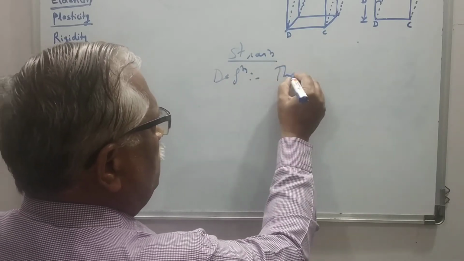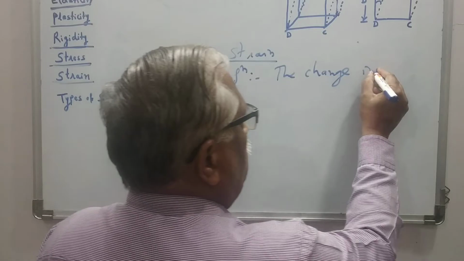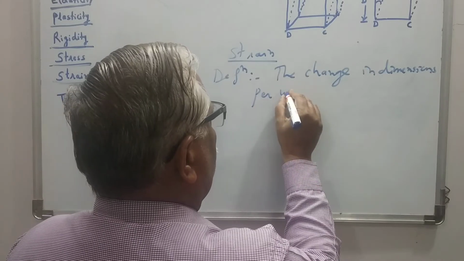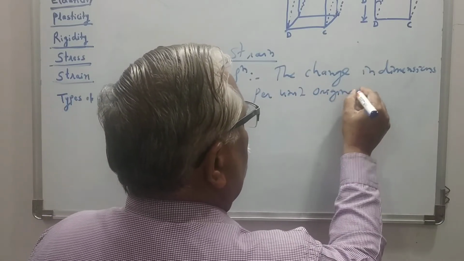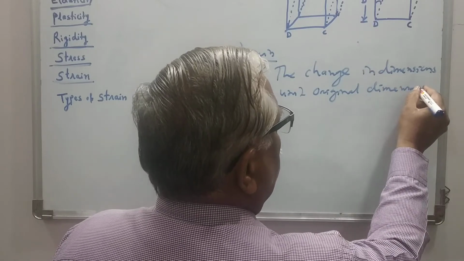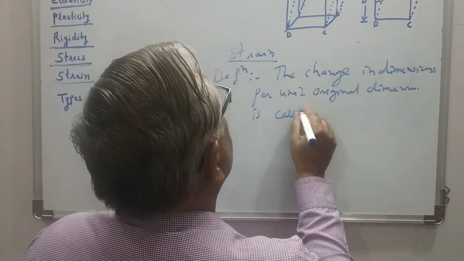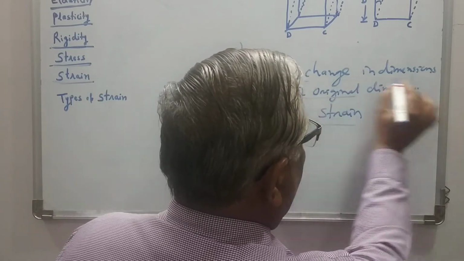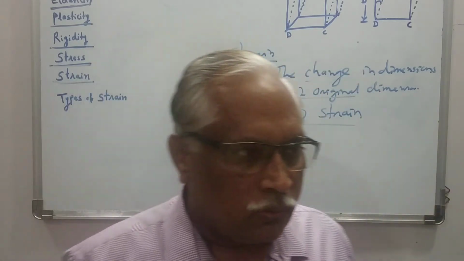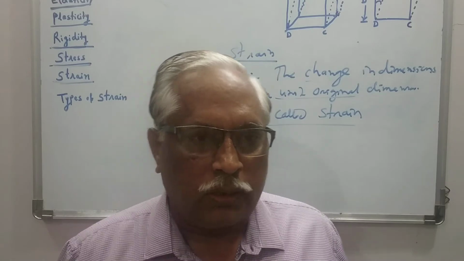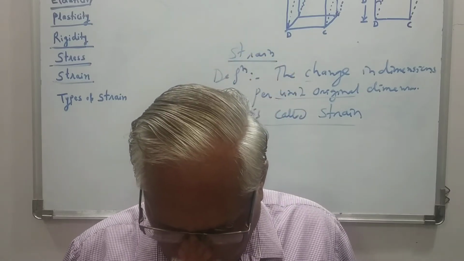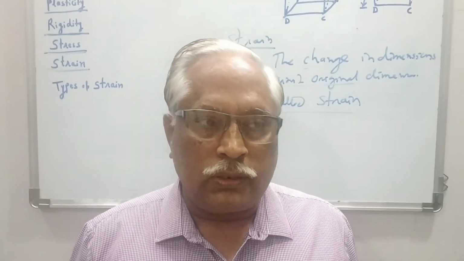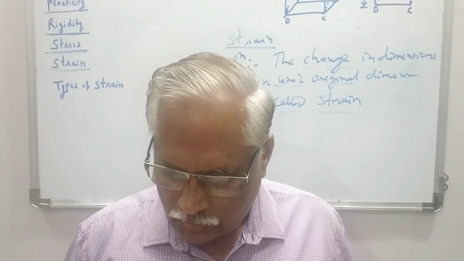The change in dimensions per unit original dimensions is called strain. Change in dimension per unit original dimension is called strain. So it is simply the ratio of change in dimension to original dimension. The strain has no unit, it is merely a number. So strain is a unitless and dimensionless number.